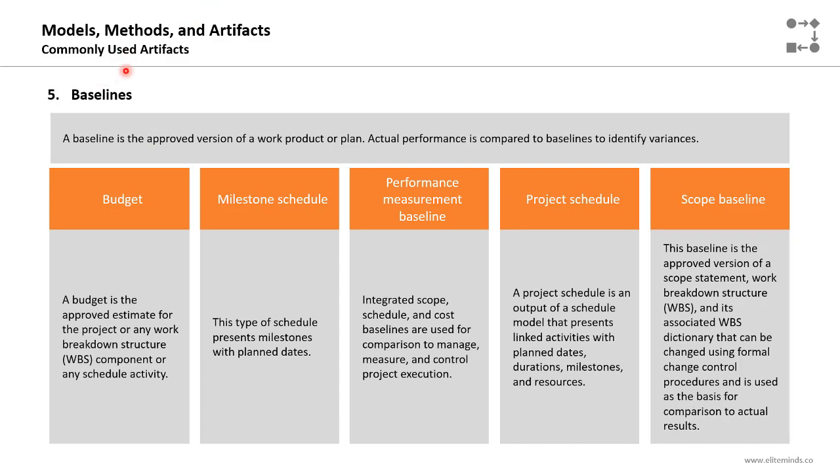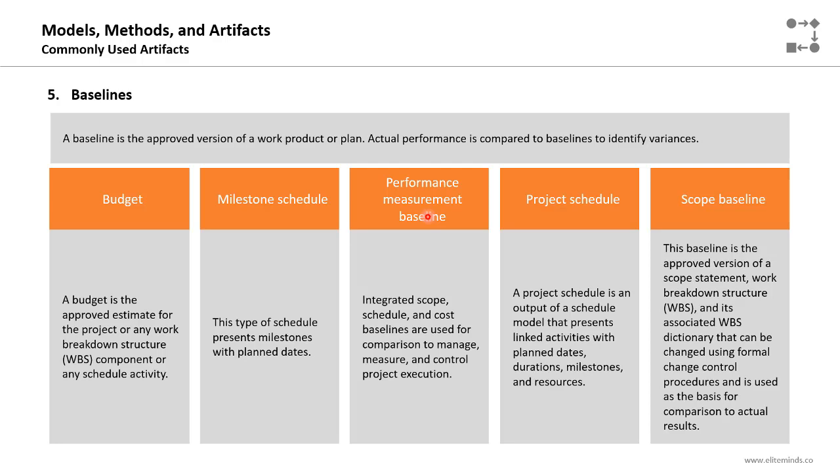Baselines, another group of commonly used project artifacts. A baseline is the approved version of a work product or plan. Actual performance during the project execution is compared to the baselines to identify any variances which need an action to recover. So the baseline is the approved version of the budget, the schedule, and the scope. So we have different baselines in the project. How will they be utilized throughout the project execution?